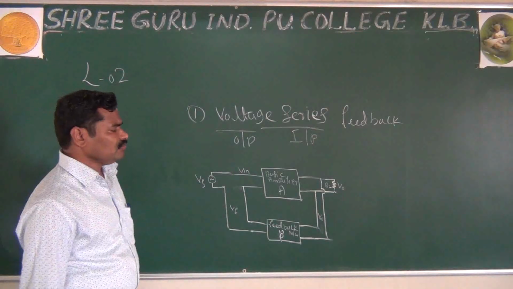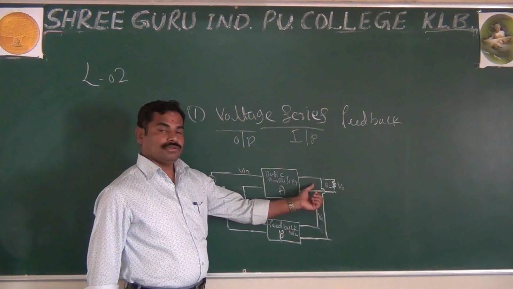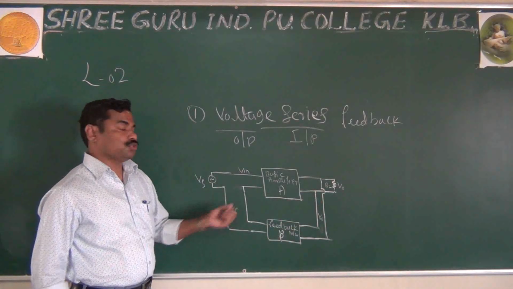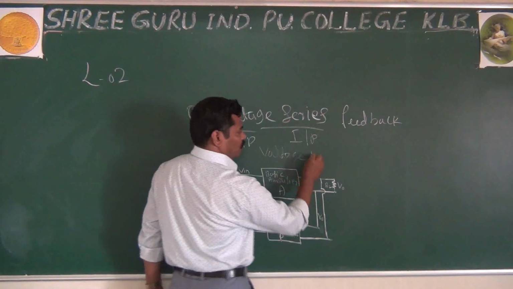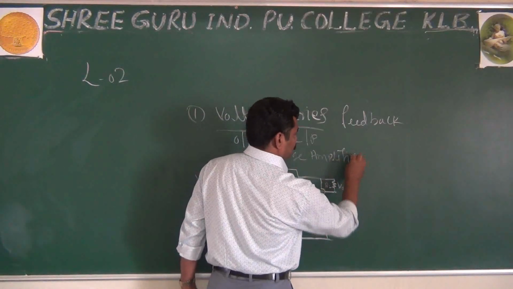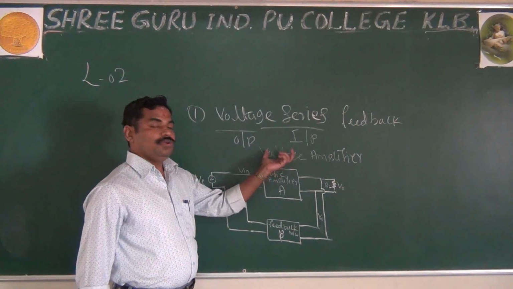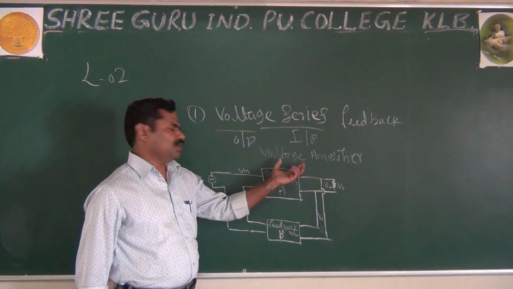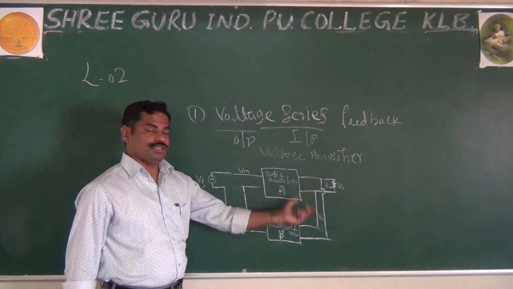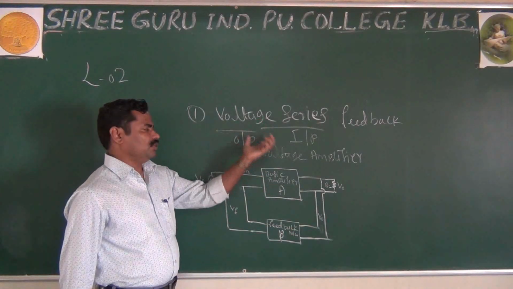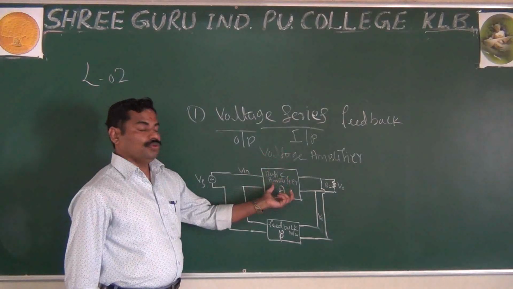It is also called by another name. In the output you have the voltage, and in the input also you have the voltage. It is also called voltage amplifier, because if the output is voltage and the input is also voltage, that's why it is called voltage amplifier. It is also called series shunt feedback amplifier: in the input series, in the output shunt. Don't confuse. This is enough.